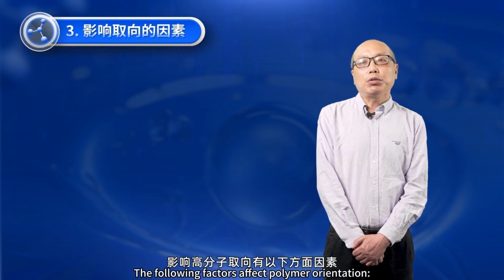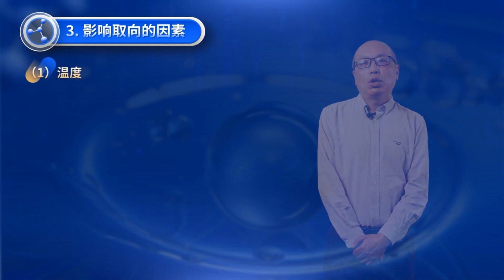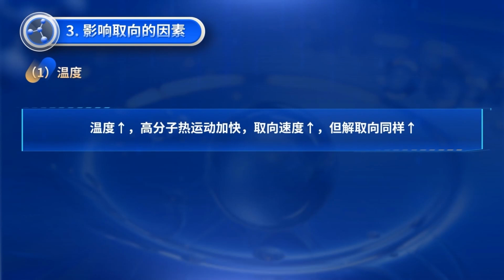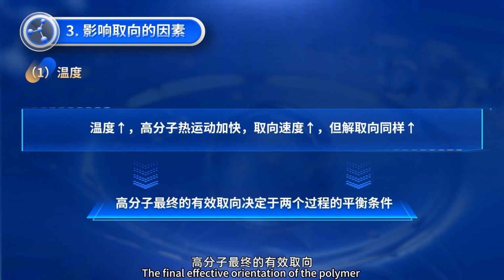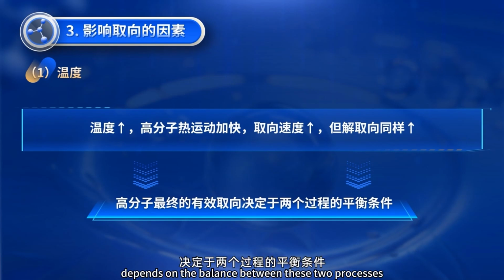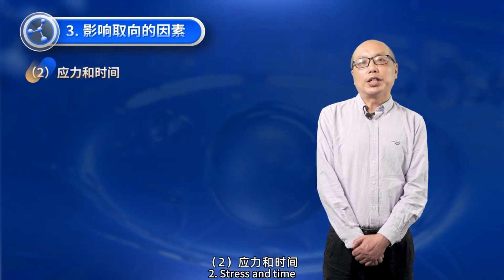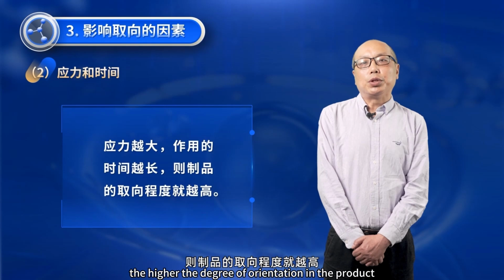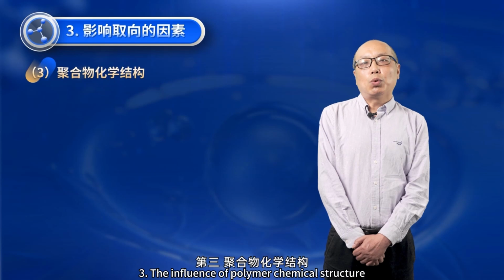The following factors affect polymer orientation. First, temperature. As temperature increases, the polymer's thermal motion accelerates, increasing the orientation speed. However, deorientation also increases. The final effective orientation of the polymer depends on the balance between these two processes. Second, stress and time. The greater the stress, and the longer the duration, the higher the degree of orientation in the product.